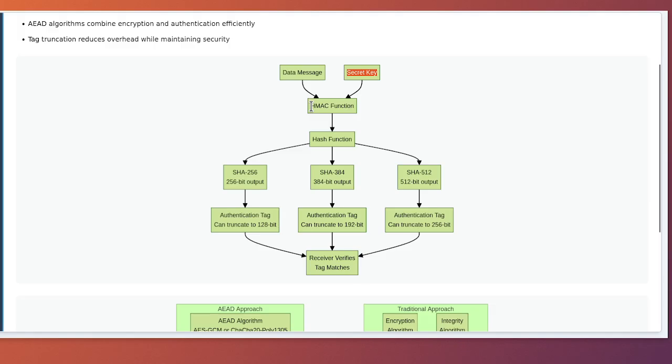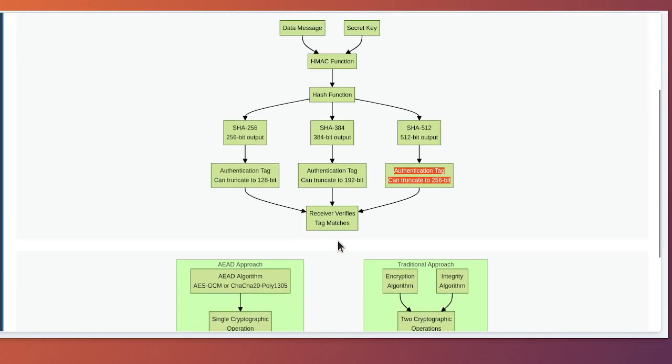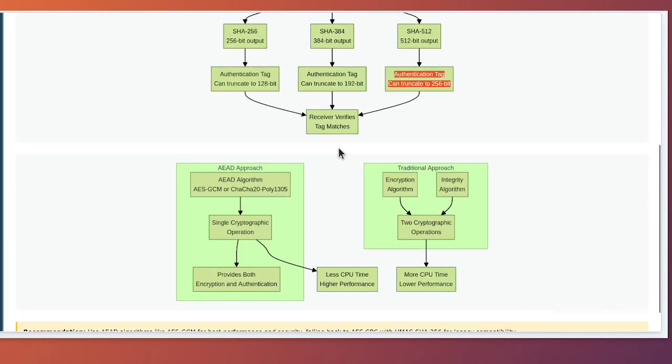HMAC, which stands for Hash-Based Message Authentication Code, is the most common approach for providing integrity and authentication in IPsec. HMAC combines a cryptographic hash function with a secret key to produce an authentication tag. The receiver, who also knows the secret key, can verify this tag to confirm that the message hasn't been altered and that it came from someone who knows the key. The underlying hash function in HMAC determines its security and performance characteristics.